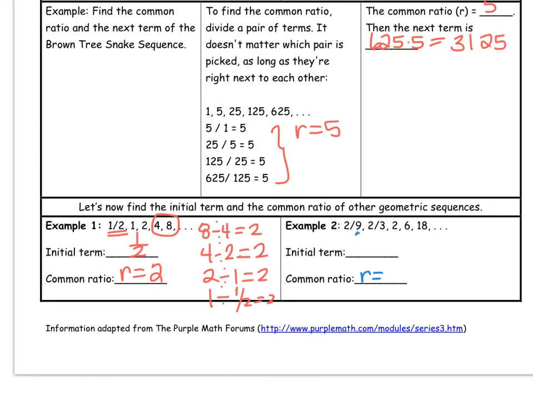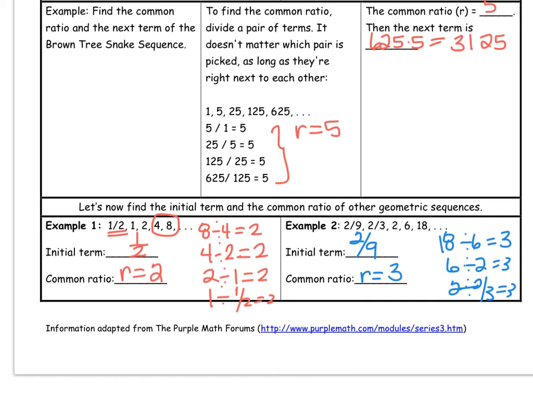Okay, so our initial term, the first term in the sequence, is 2/9. To get our common ratio, I want to do 18 divided by 6. That's going to give me 3. Looks like our common ratio is 3. 6 divided by 2 is 3. 2 divided by 2/3 is 3. So clearly our common ratio is 3.